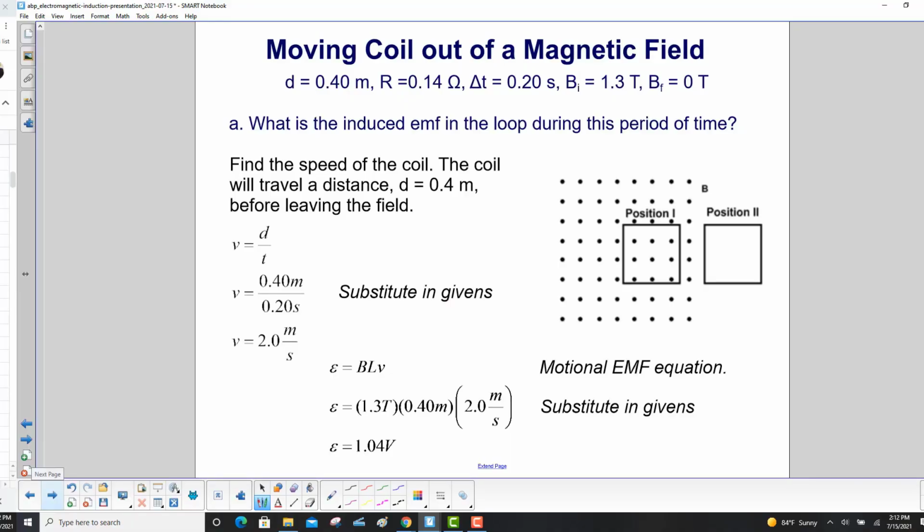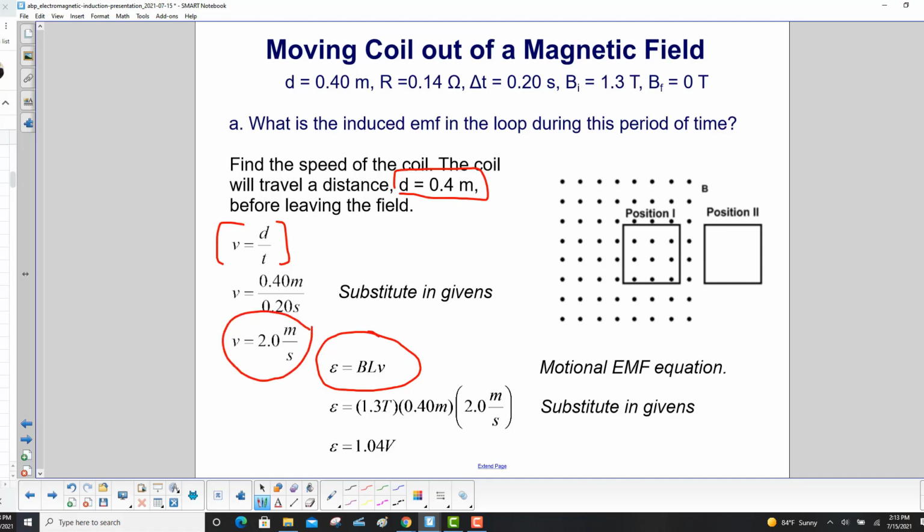What is the induced EMF in the loop during this period of time? Well, perhaps you remember this equation, the motional EMF. So what is that telling us we need? We need the velocity. So how do we find the velocity or speed of the coil? Well, let's see. The coil travels a distance of 0.4 meters before leaving the field. So velocity is distance over time. So we have 0.40 meters divided by 0.20 seconds, and we get a velocity of 2 meters per second.